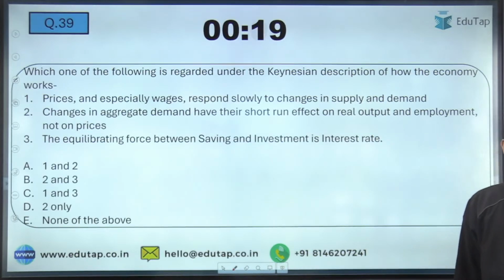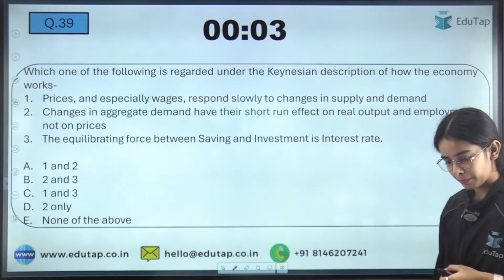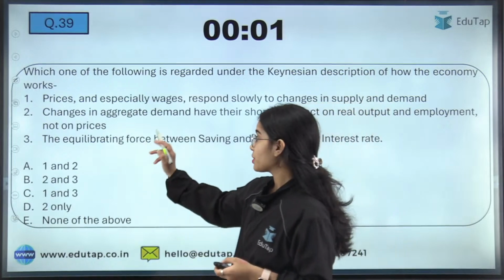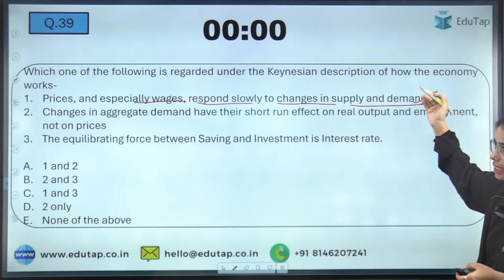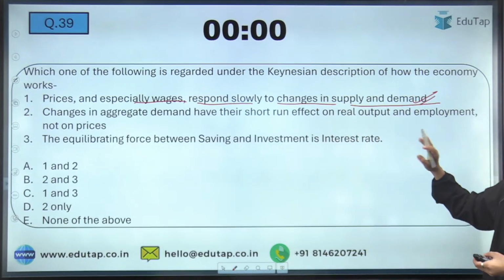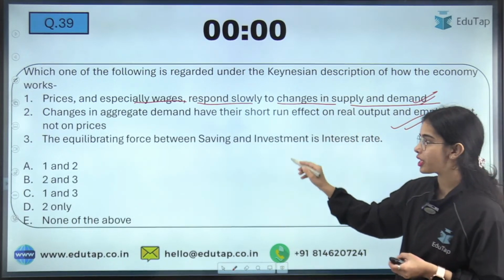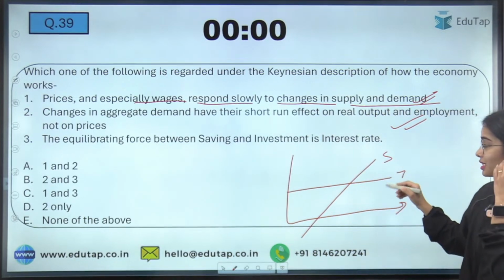Coming to the next question, in regards to the Keynesian theory, that is the assumptions that Keynes has taken. Prices, and especially wages, respond slowly to changes in supply and demand. This is correct; this is one of the assumptions of Keynes. Changes in aggregate demand have their short-run effect on real output and employment, not on prices. This is also correct.